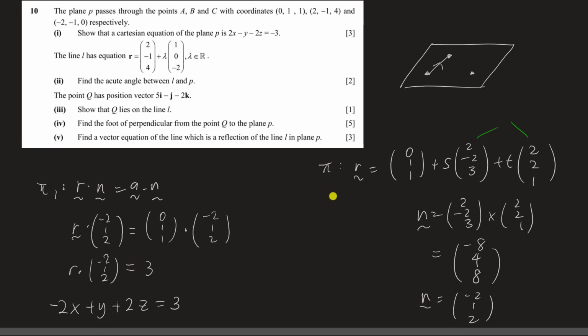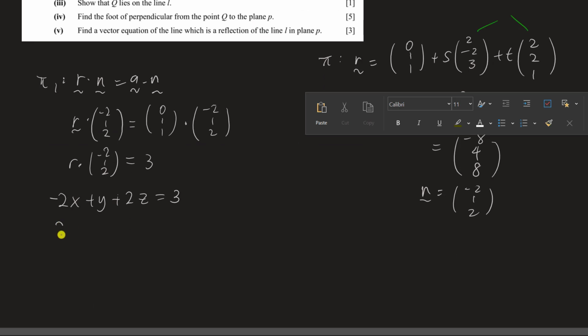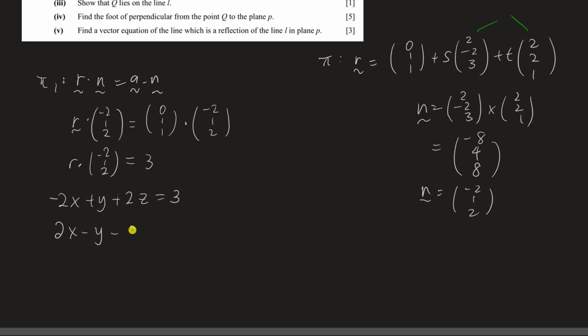Is that what they want? Oh, they divided throughout by negative 1. Divide throughout by negative 1, you will get this: 2x minus y minus 2z equals to negative 3. Shown.